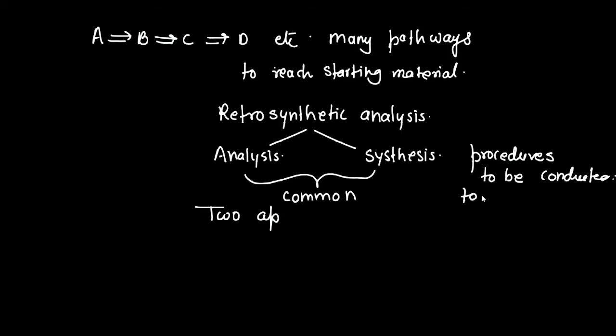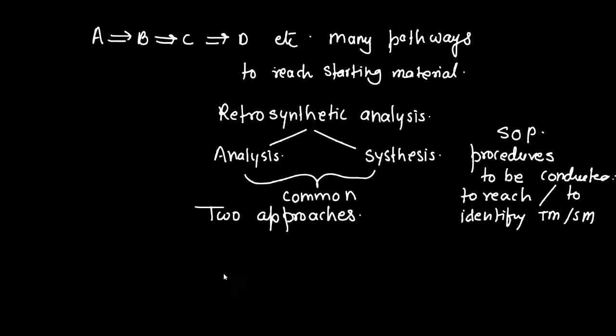to reach or to identify the target material or the starting material. So this is a standard procedure, what we can call the SOP. But how the analysis is conducted, how the synthesis is conducted, is by applying two approaches over here. There are two approaches. So what are those two approaches? The first approach is the disconnection approach.